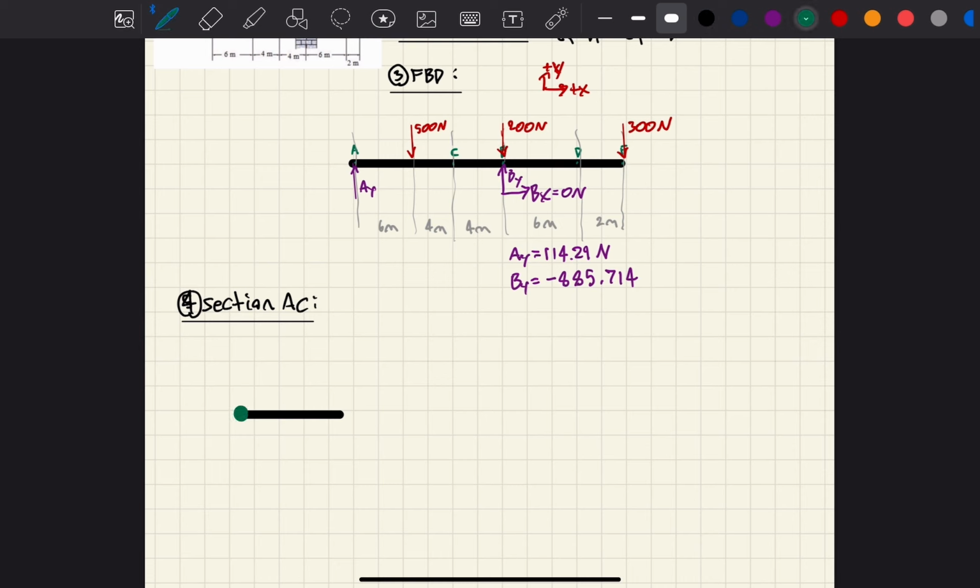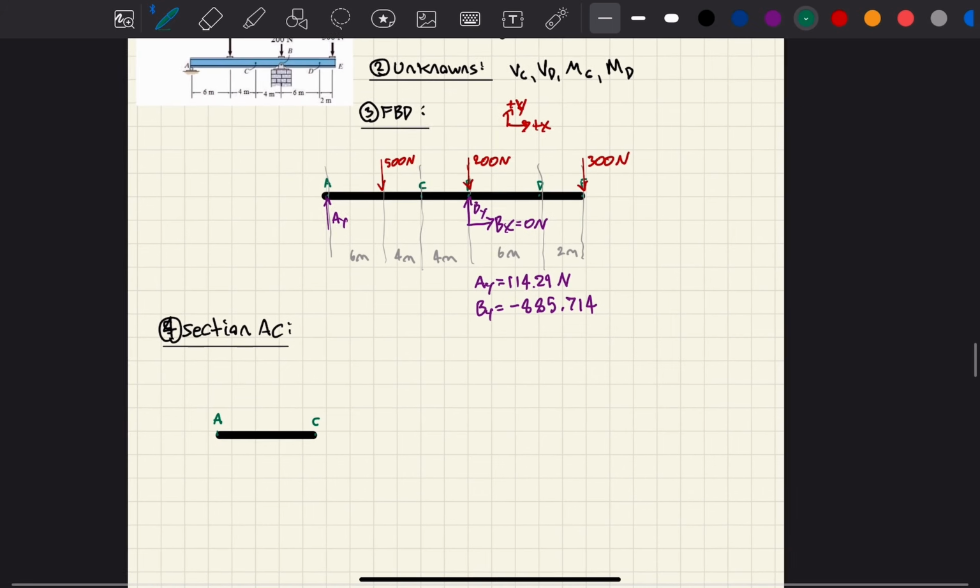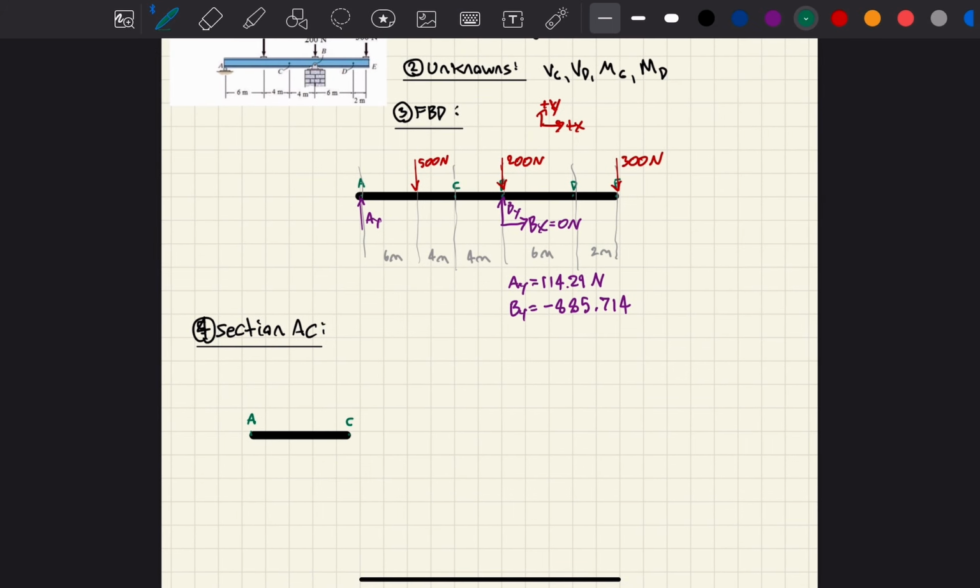So this is point A and this is point C. Whenever you cut a beam, you're going to have an M, so a moment, an N, and then V. So M and V. Nice, simple.